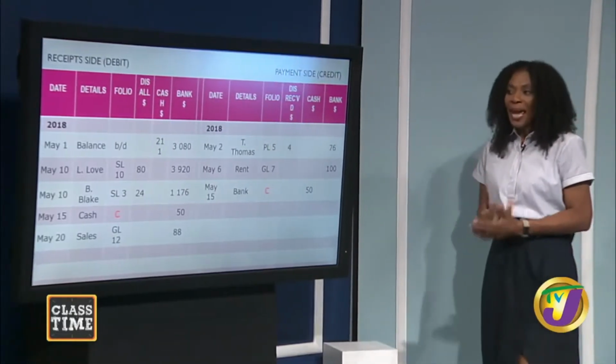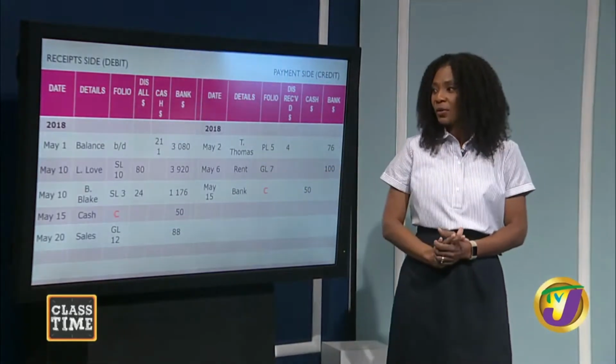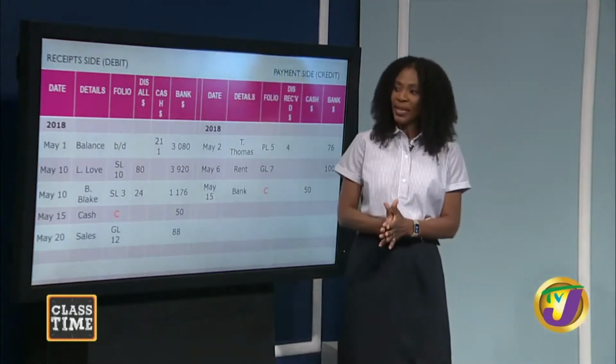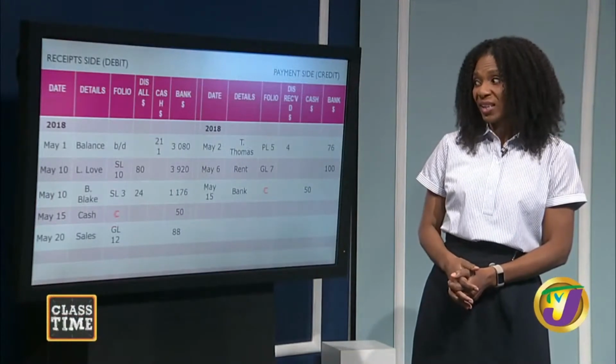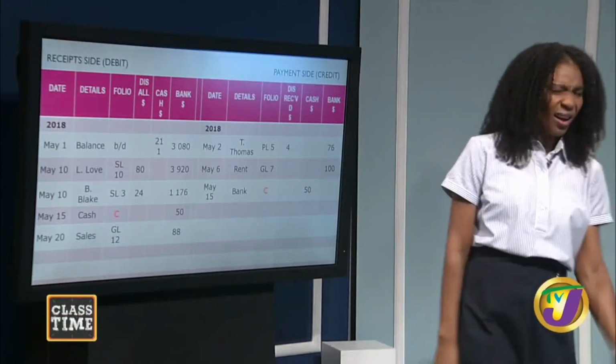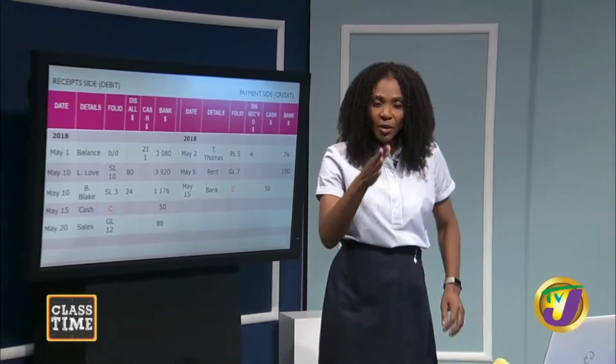Now, on May 20, what happened? Cash sales on May 20, let's look at our flip chart here. On May 20, cash sales was paid directly into the bank. Would that be a contra entry? No. Why not? It has the word cash and it also has the word bank. Hold it. For a contra entry, you must take it out of one and put it into the other.